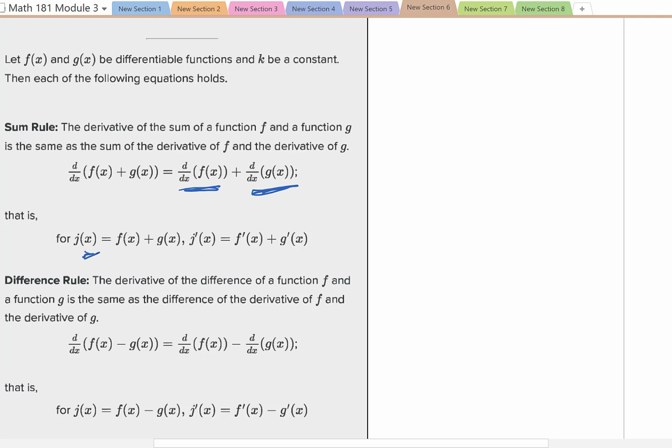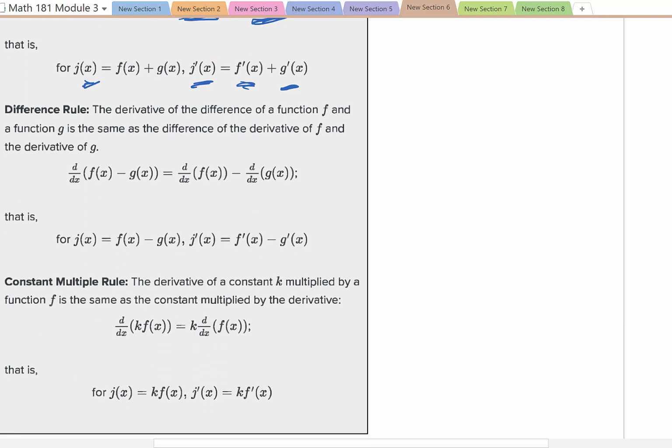They're saying j, and I don't know if it's j for joint or whatever, joint functions. f of x plus g of x, the derivative of j is the derivative of f of x plus the derivative of g of x. And then down here, for a difference, same thing: the derivative of a difference is the difference of each derivative.